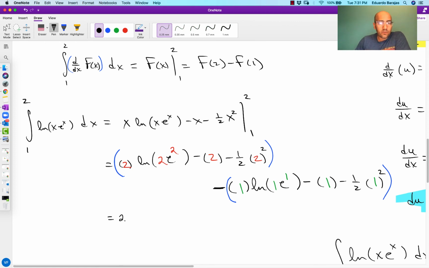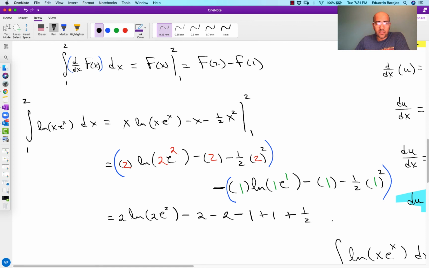So this is going to be equal to 2 ln of 2e to the 2 power minus 2 minus, so that's going to be 4 divided by, that's just going to be minus 2, 1/2 of 4, minus, and now this is going to be 1 times ln, well, that's just the ln, and now ln of 1 times e, well, that's just going to be ln of e, and ln of e is just 1, so that's just going to be minus 1 plus 1 when I distribute that minus, and then minus becomes plus whatever that is, and well, 1 squared is just 1, so that's just going to be plus 1/2.